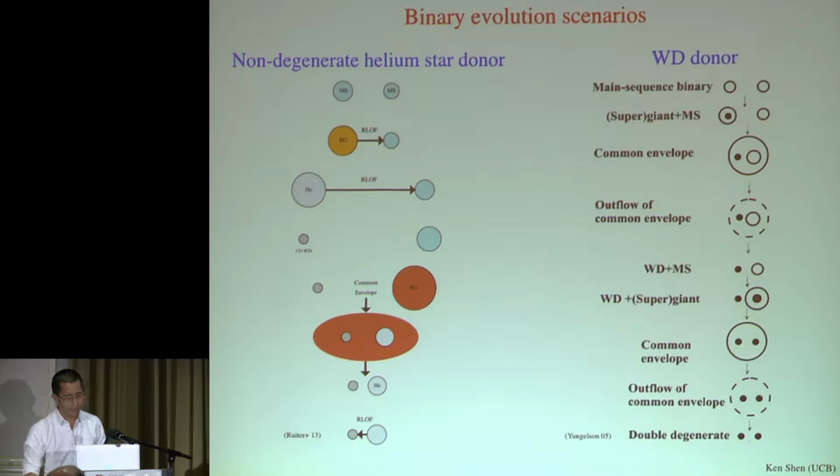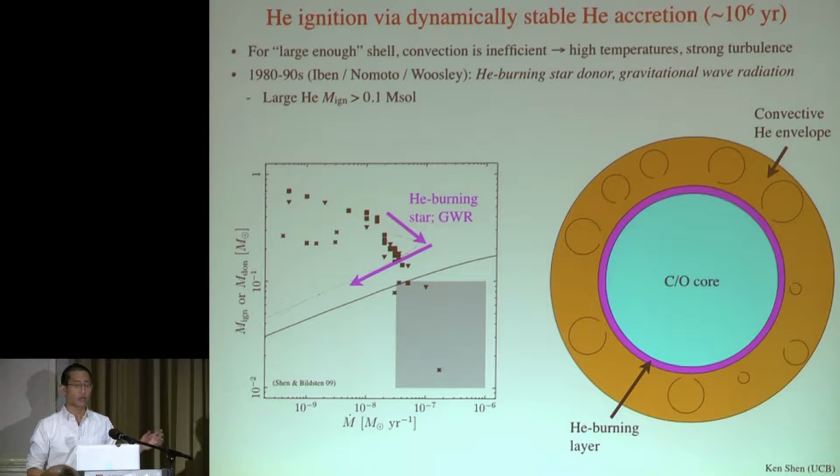Okay, so you're starting to pile up helium. Once mass transfer starts, you're piling up helium onto the surface of the white dwarf. What happens? Well, at some point, you generate a large enough layer of helium that you start burning helium at the base of that layer. Burning starts, and you get convection, very directly analogous to what's happening in AGB stars. But the difference here is that these shells can be quite large.